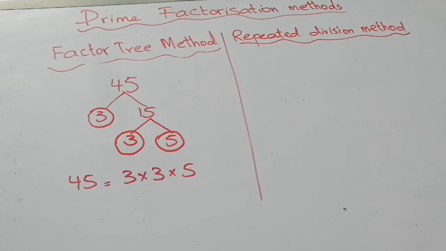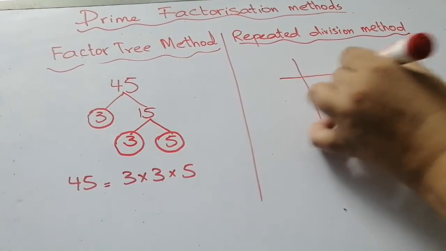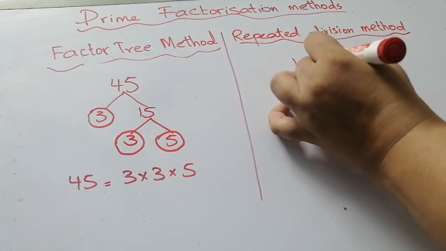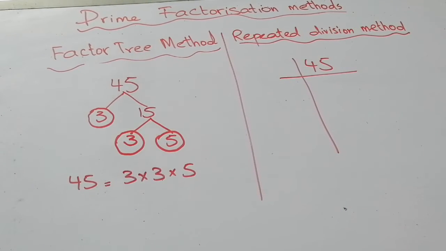Prime factorization basically means splitting a number into a product of its prime factors. This method is called the factor tree method. The second method is the repeated division method. This is also a very interesting method. When we find the HCF and LCM of numbers, we will prefer the repeated division method instead of the factor tree method because it is more compact and you can work efficiently in this method.